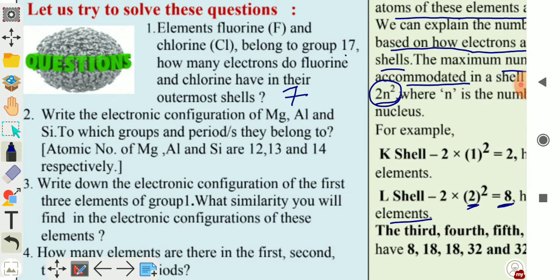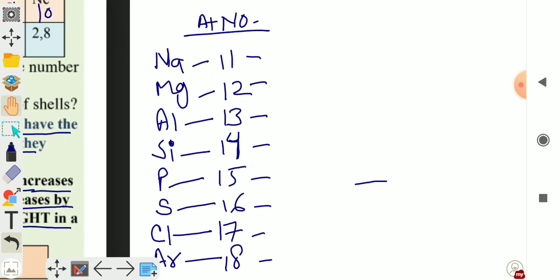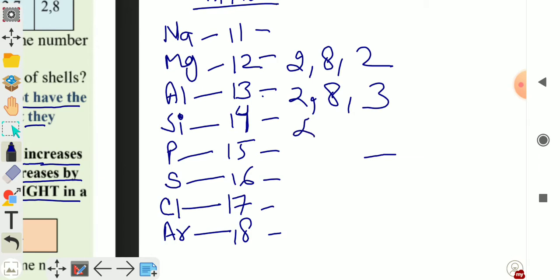Write the electronic configuration of magnesium, aluminum, silicon, and say to which groups or period they belong. Atomic numbers are given to you. First of all, we will write the electronic configuration of magnesium, aluminum and silicon. The electronic configuration of magnesium will be 2, 8, 2, while that of aluminum will be 2, 8, 3, and silicon, atomic number 14, will be 2, 8, 4.